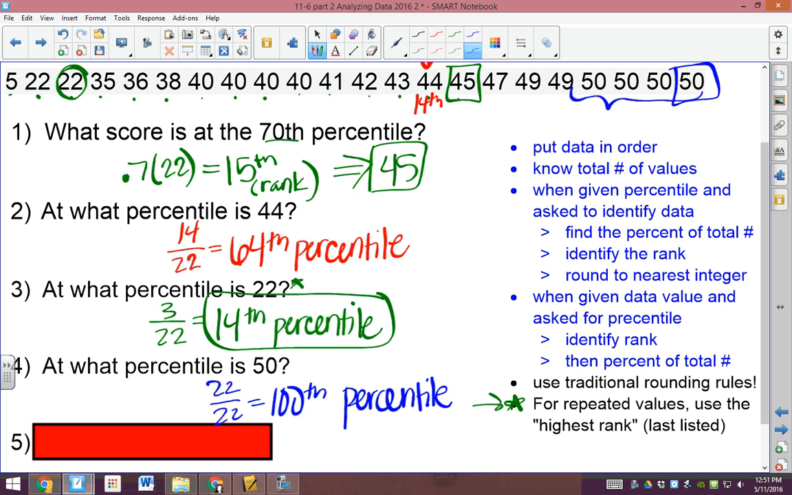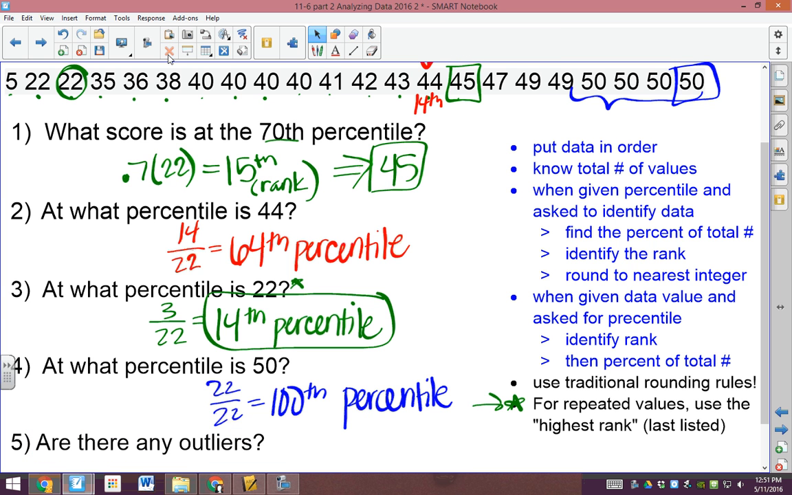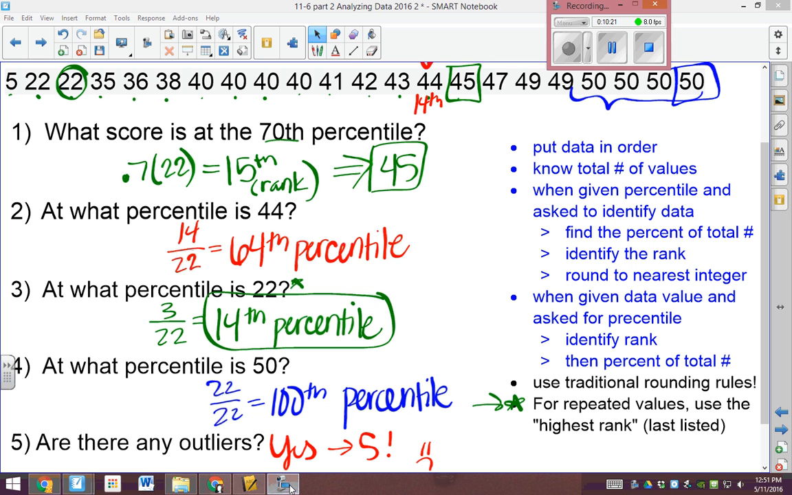Okay, I think I'm catching on to that. Last question. This is just a review: do you think there are any outliers? Yeah, I do. What do you think? See that poor little 5 there. Needs a little extra help. So we say yes, and we think it is 5. This one didn't do so hot on the quiz.